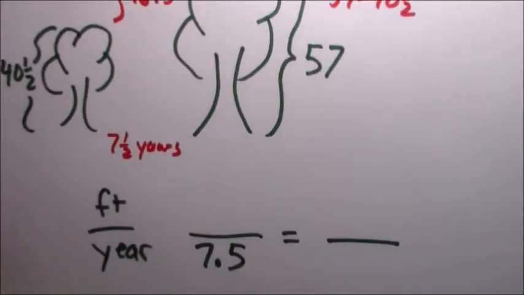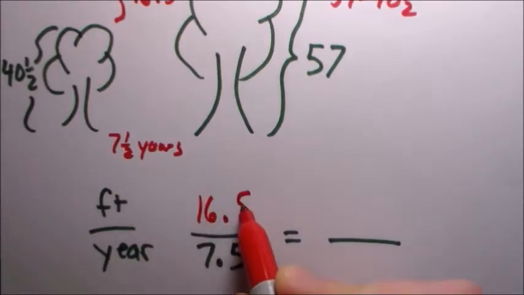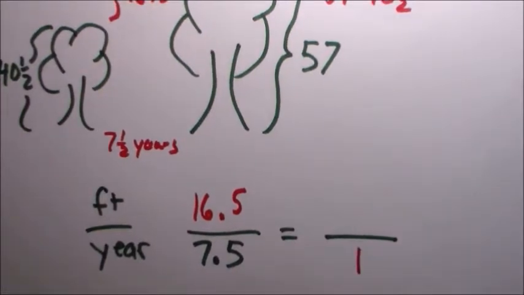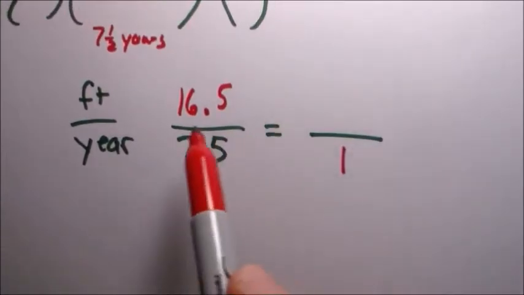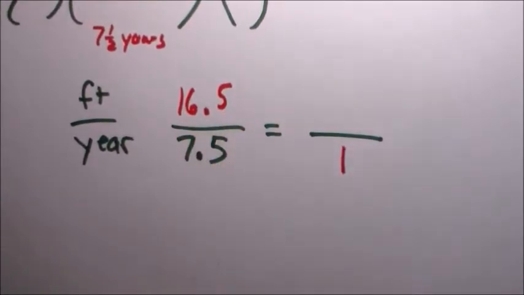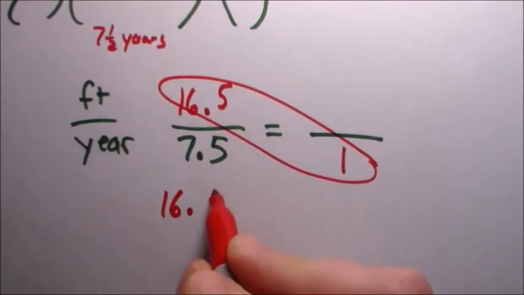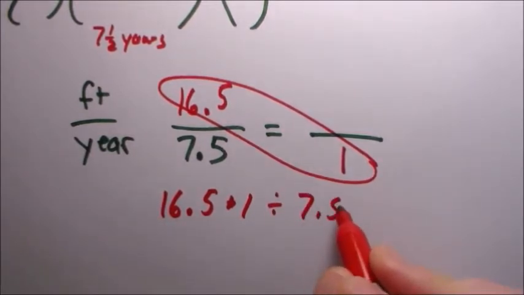Okay, so the next part says, well, if you grew 16.5 feet in 7.5 years, how much did you grow on average per 1 year? What is your unit rate of growth, right? Unit rate. 16.5 is to 7.5 as what is to 1? Well, since we set it up like this, it's fairly simple. We're just going to cross multiply and divide. 16.5 times 1 divided by 7.5.